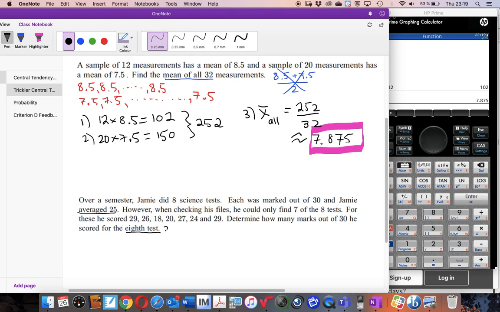And again, feel free to pause. If you think you know how to do this, fantastic. Pause it, do it, and then forward it to the end. And if you got the right answer, then you're good to go, okay?